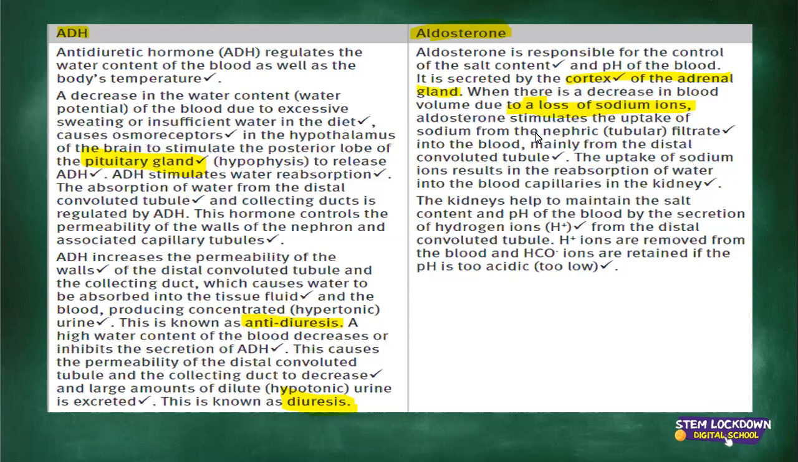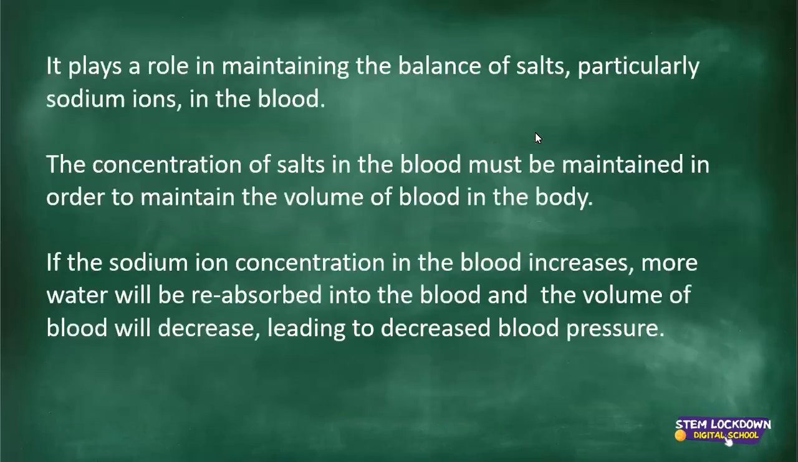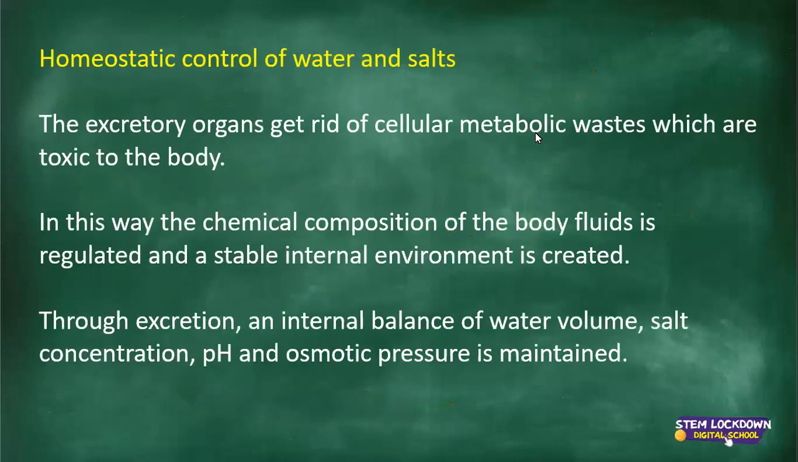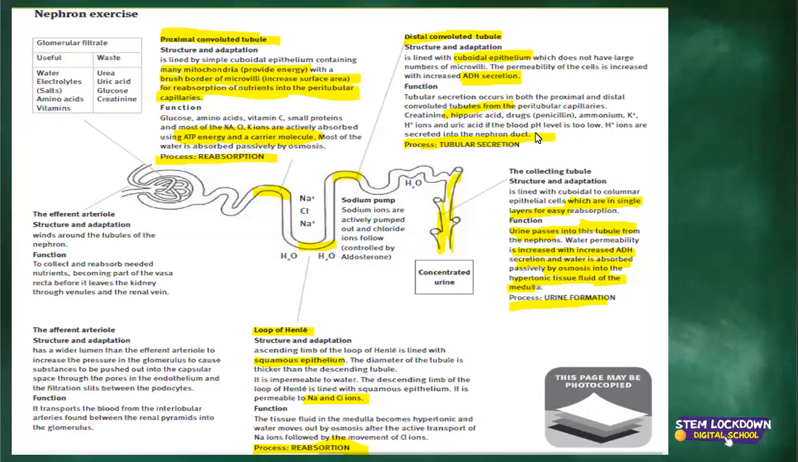The kidneys help to maintain the salt content and pH of the blood by the secretion of hydrogen ions from the distal convoluted tubule. Remember, the distal convoluted tubule is that last one before it goes to the collecting duct. Let's go see that one quickly. There, the distal convoluted tubule is this one here. You see the proximal one is that one closer to the glomerulus or the Malpighian body. Then the distal convoluted tubule is that one on the other end now.